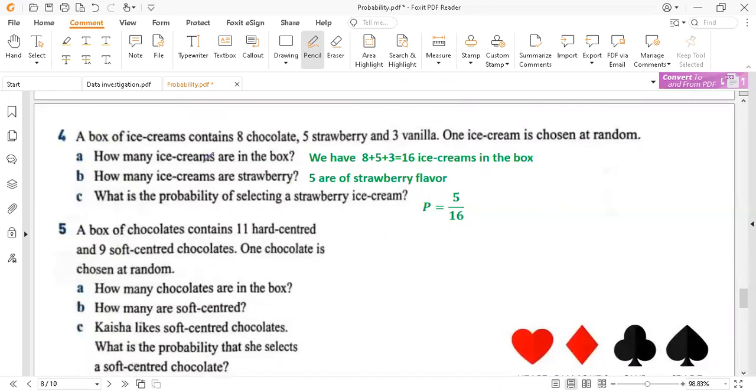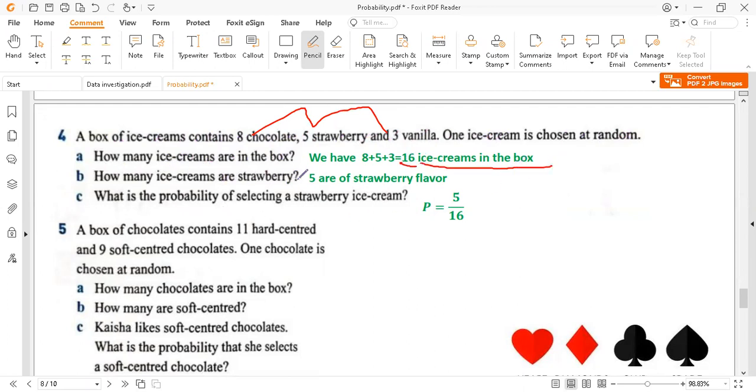For example, moving on to the fourth exercise: a box of ice creams contains 8 chocolate, 5 strawberry, and 3 vanilla. One ice cream is chosen at random. How many ice creams are in the box? We add these numbers to obtain 16 ice creams in the box.